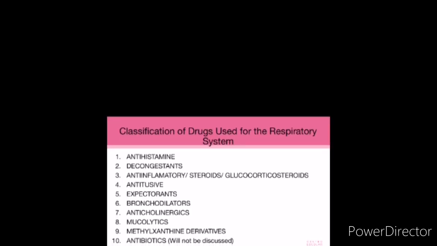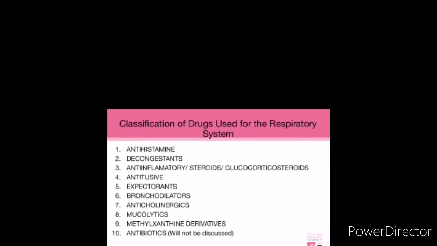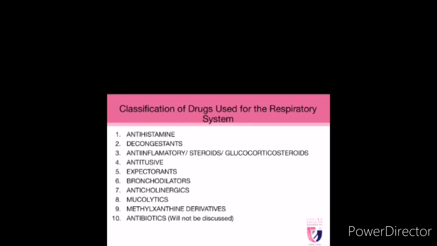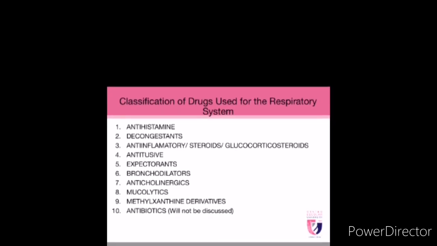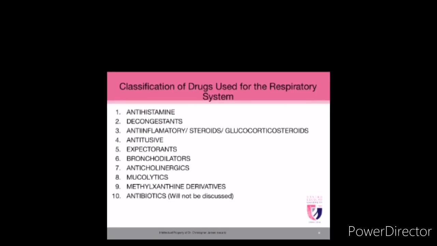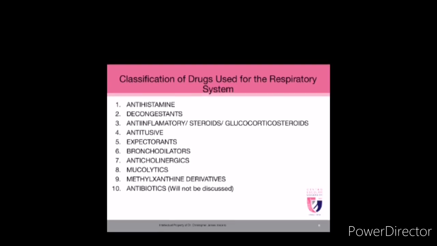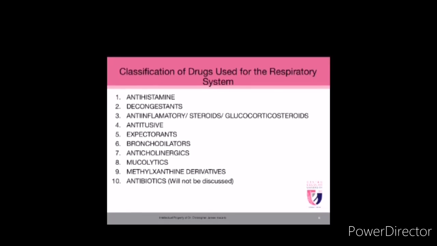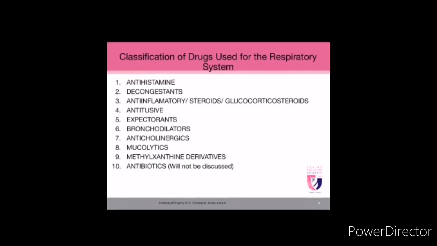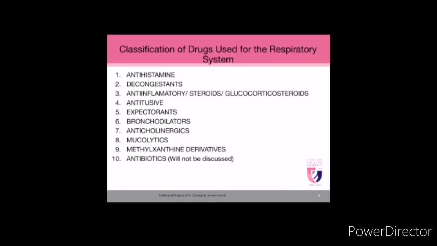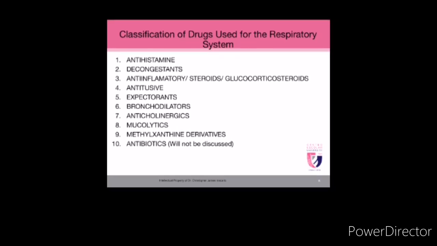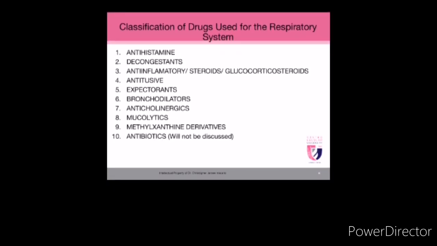The classifications of drugs used for the respiratory system include number one, you have your antihistamine, your decongestants from the word itself, decongests, okay? Your anti-inflammatory or yung sinasabi nating steroids or yung glucocorticosteroids. We have your antitussives, you have your expectorants, your dilators or bronchodilators from the word itself. You'd have to know kung ano ginagawa niya.